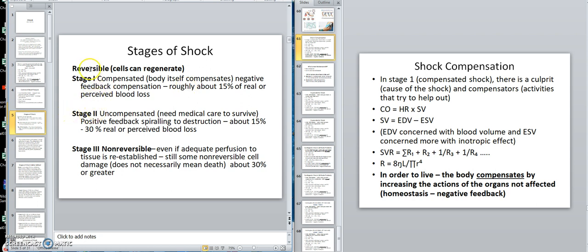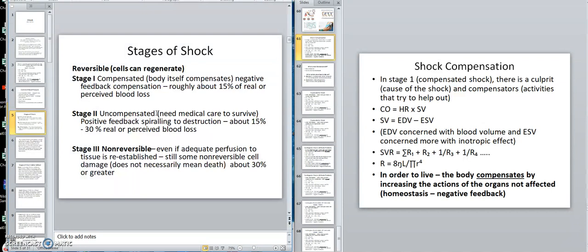Stage 2, still reversible. Stage 2 is uncompensated, which basically means that these efforts fail. Let's say that you got cut and started bleeding out. So you're losing volume. The heart comes in and tries to pump real hard and fast to compensate. But you keep losing blood till finally the blood going to the heart, remember, coronary circulation, starts to diminish. Now the heart can't keep pumping hard.